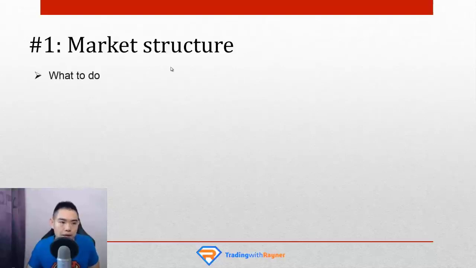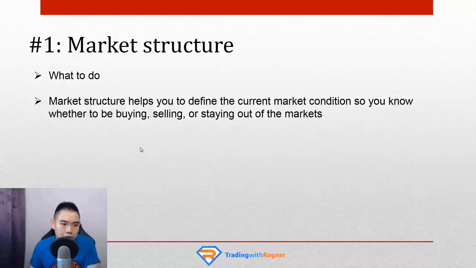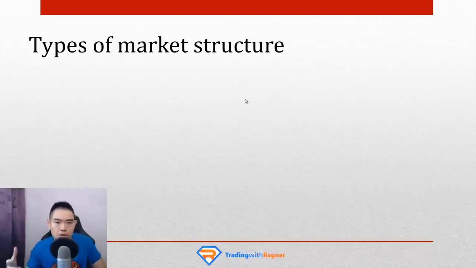So the way to do that is market structure. It helps you to answer this question. It tells you what to do. Market structure helps you to define the current market condition, so you know whether to be buying, selling, or staying out of the market. So let's dive a little bit deeper into market structure. There are different types of market structure, but for this video, I will share with you 3 broad categories of market structure.